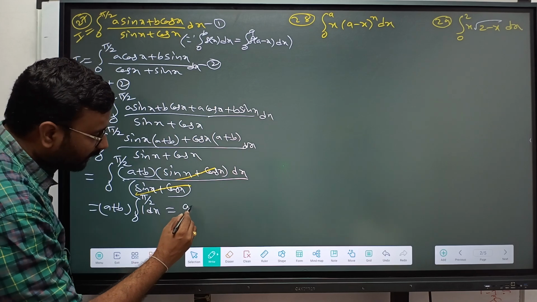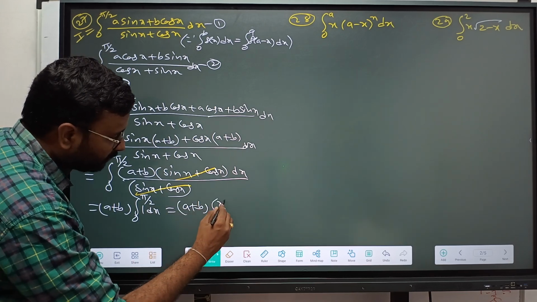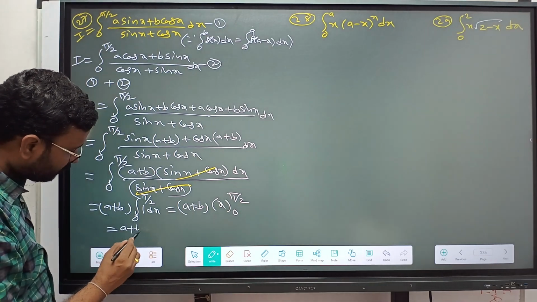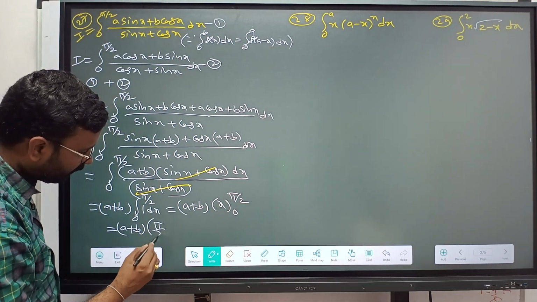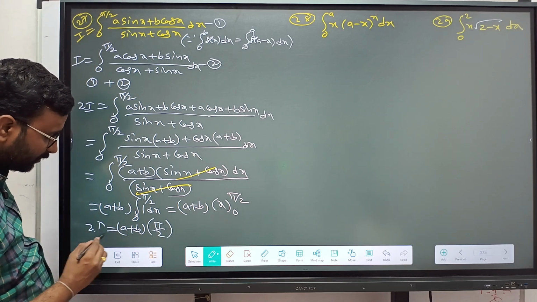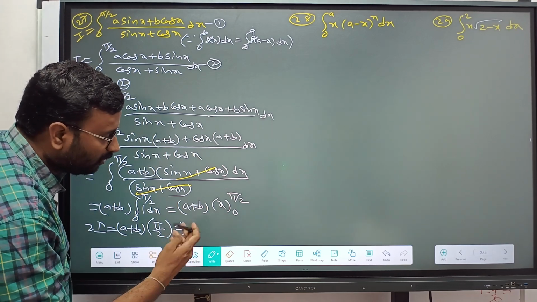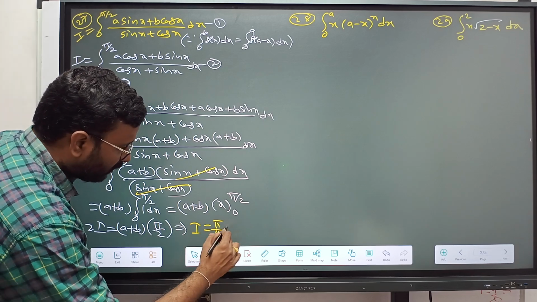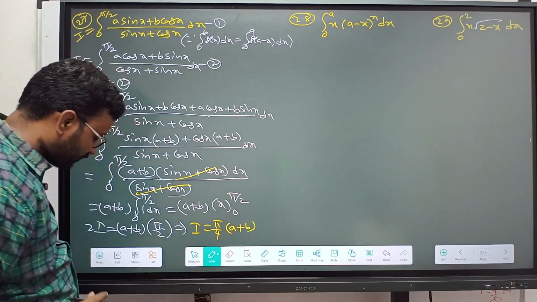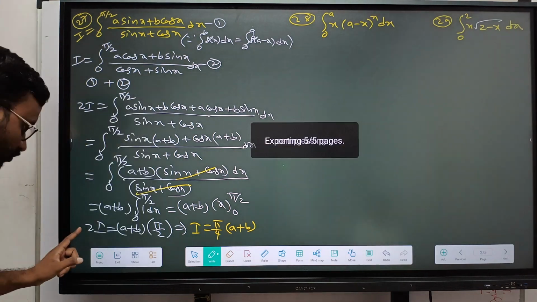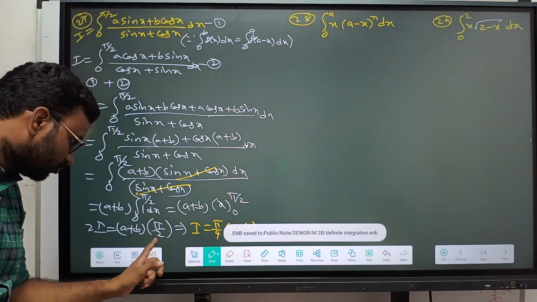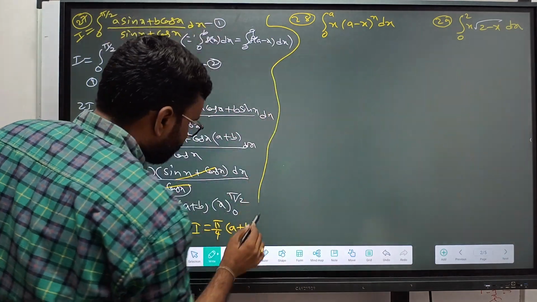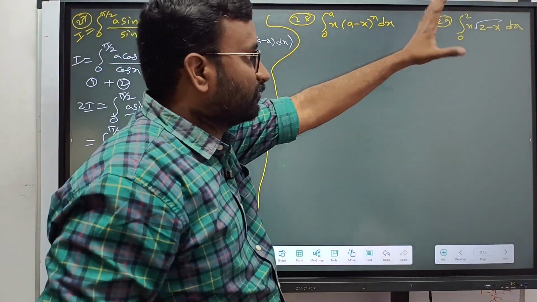which is equal to a plus b into integral of 1 dx, which is nothing but x, 0 to pi by 2, which is equal to a plus b into upper limit pi by 2, lower limit 0, which is clearly 2I. We need I, so I is equal to pi by 4 of a plus b. Understand? Just 2 this side came, 2 2s are 4. Now here one more question. These two are very similar questions, that's why I will give this one as homework.